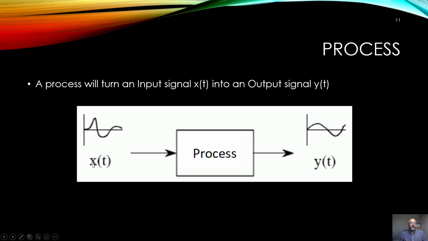For input, we often use the character X. For output, we often use the character Y. Those are basically functions of time. They change in time.